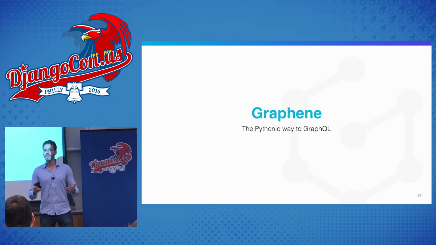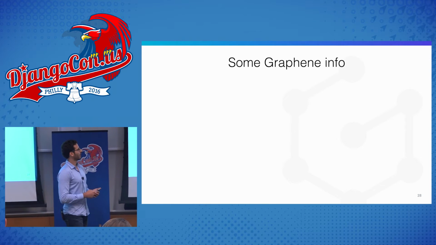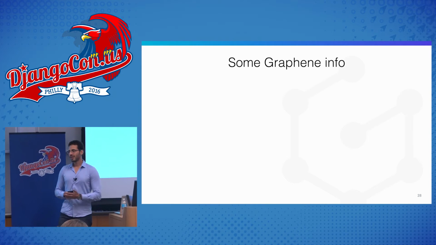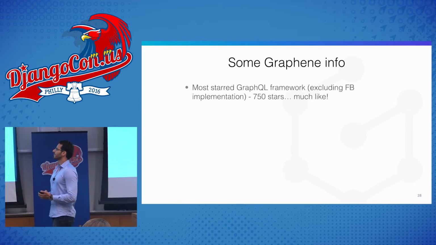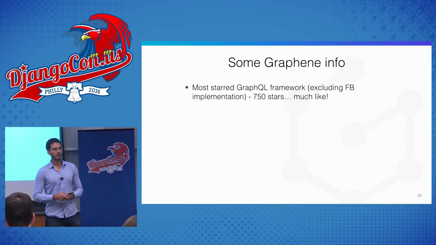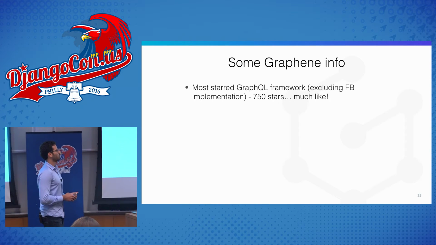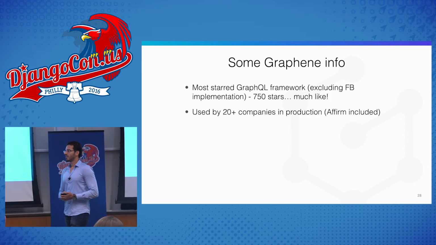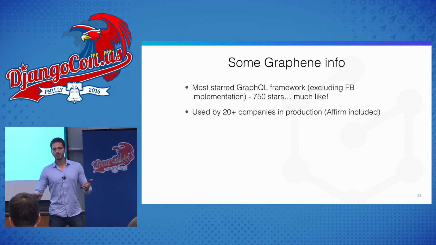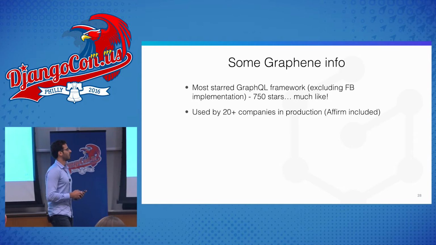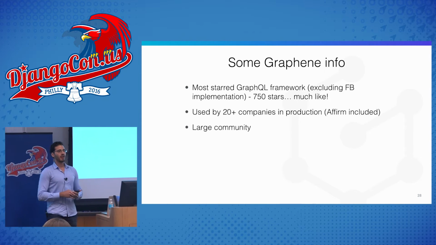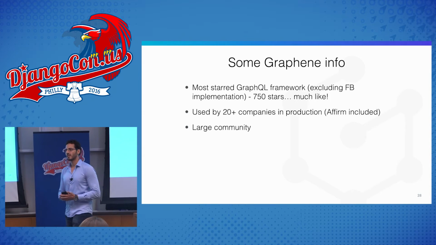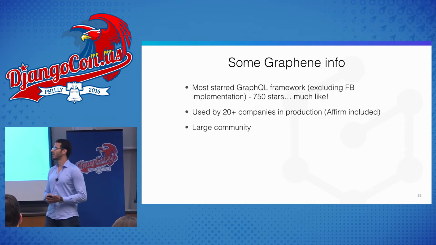So it's the main way of using GraphQL in Python. So I'm going to give some data about Graphene. It's the most starred GraphQL repository outside Facebook. We have right now around 770 stars. It's used across 20 companies more or less in production, Ethereum is included. It has a very large community, and this lets us fix things or improve very, very fast.